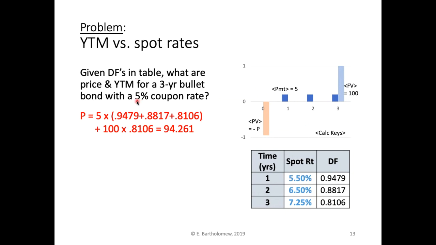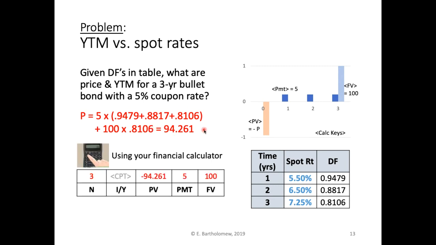So we've got a 5% coupon. If we're dealing with a $100 face, or 100% face, we take 5 times each of these discount factors, because we're going to earn it in year 1, year 2, and year 3. And then we add to that the 100, the repayment of principal, times the year 3 discount factor. Summing all of that together, we get 94.261.